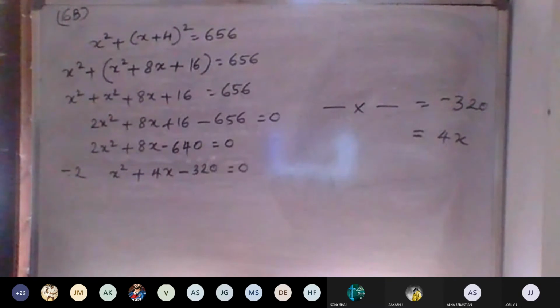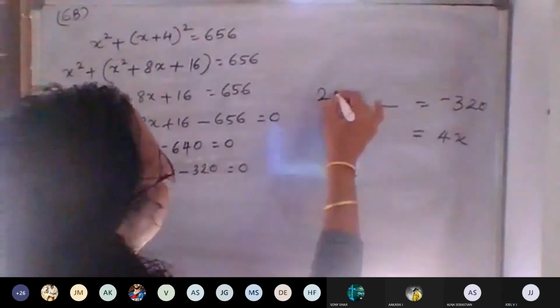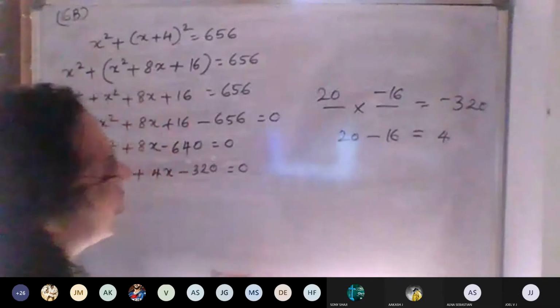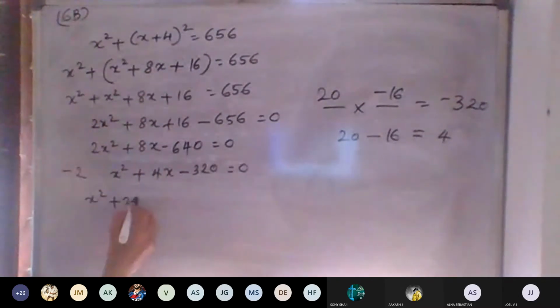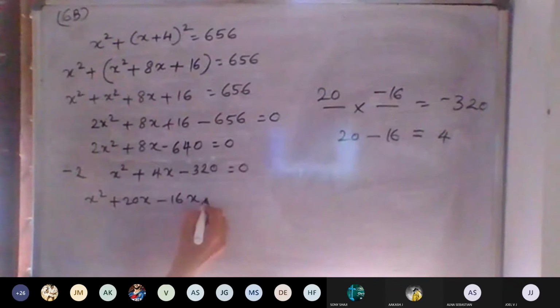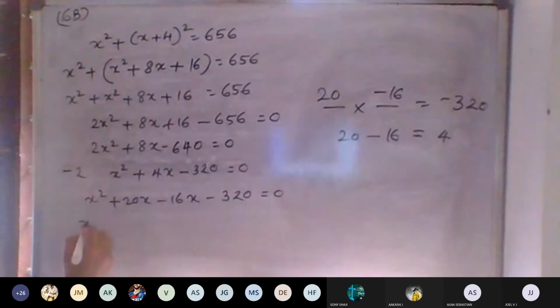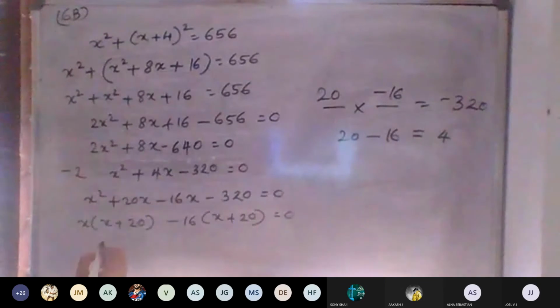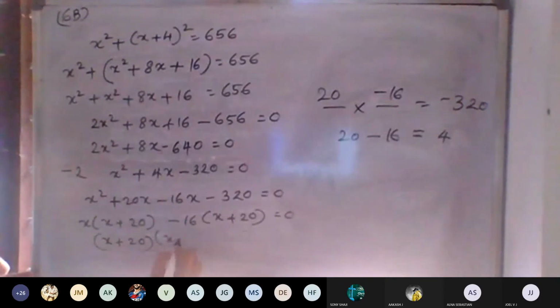These are the two numbers: 20 and negative 16. So 20 minus 16. Okay. x square plus 20x minus 16x minus 320 is equal to 0. So x into (x plus 20), minus 16 into (x plus 20) is equal to 0. So (x plus 20) into (x minus 16) is equal to 0. That means x is equal to negative 20 or x is equal to positive 16.